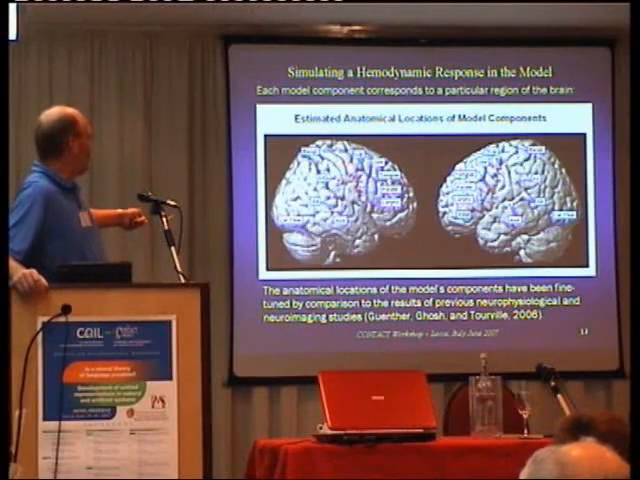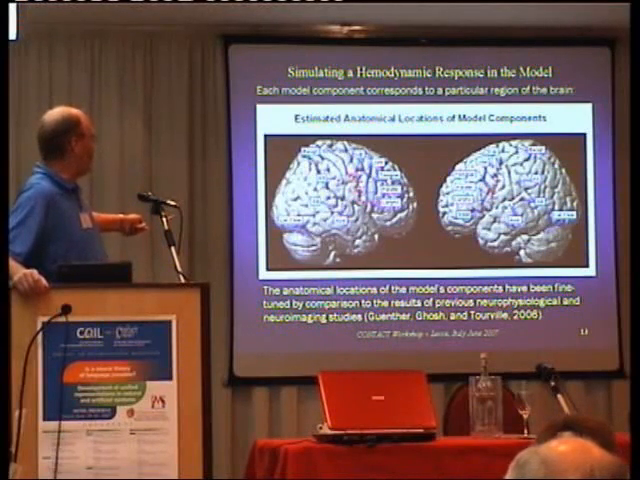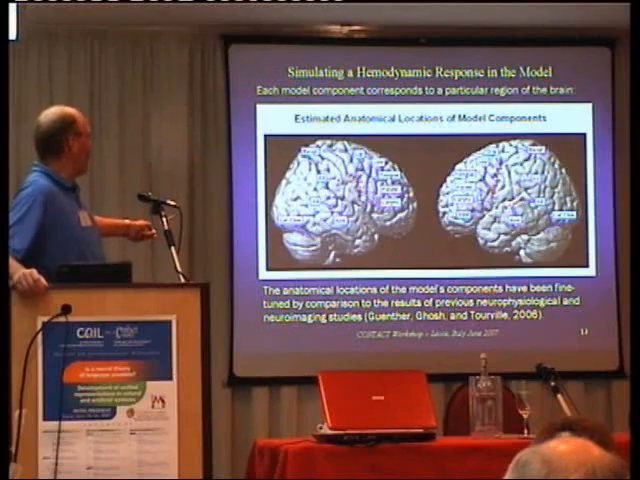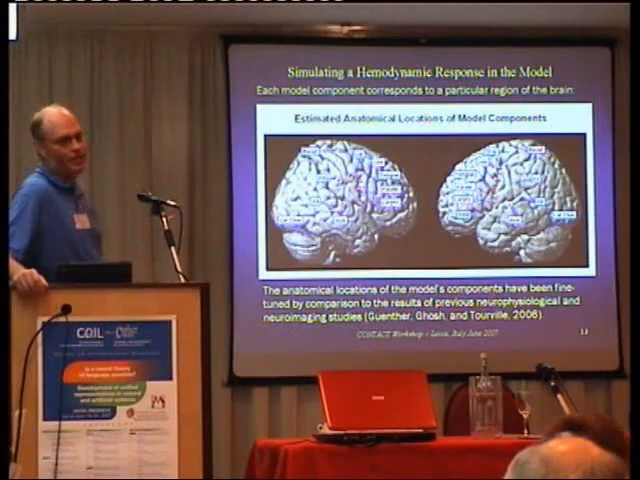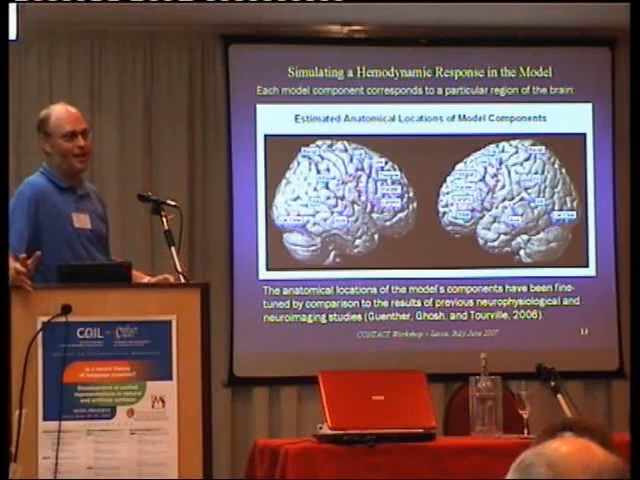And we've gone through the literature on where different representations are, and we've localized all the motor and somatosensory portions of the model in the appropriate places along the Rolandic cortex. And we also have auditory representation in the superior temporal gyrus, and then some of the components of the model we had to hypothesize where they would be.